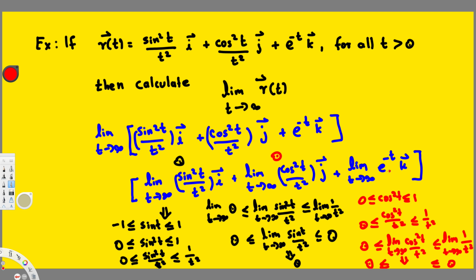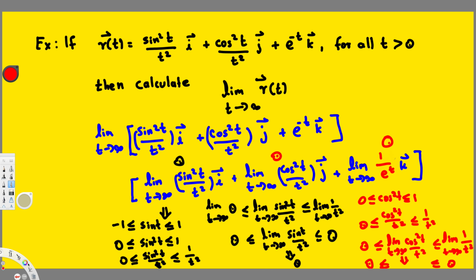And let's try the third one. The third one we could have written like this: instead of e to the minus t, we could have written 1 over e to the t. Same thing, right? E to the minus t is the same as 1 over e to the t. And if you substitute infinity, we are going to have 1 over infinity. So this is also going to be 0.